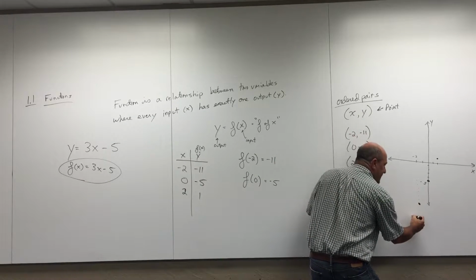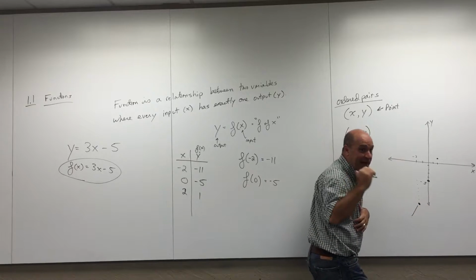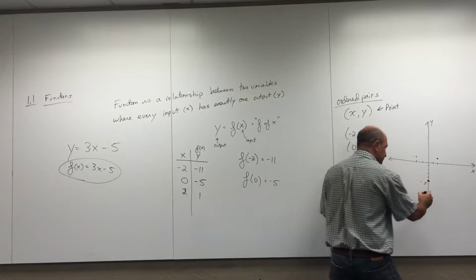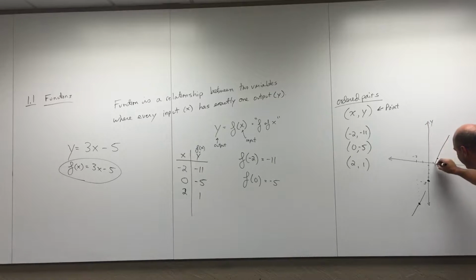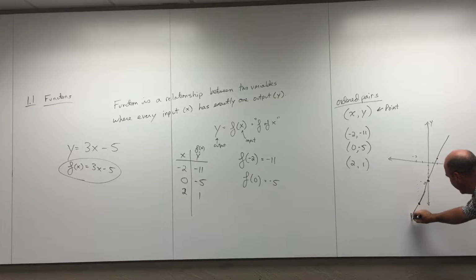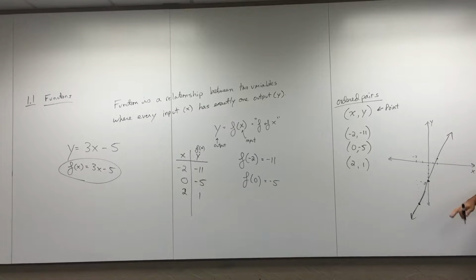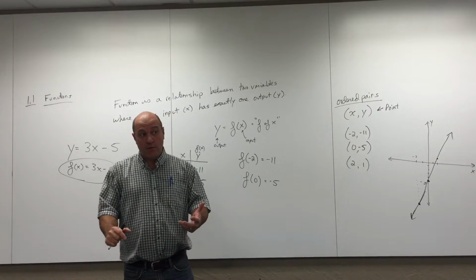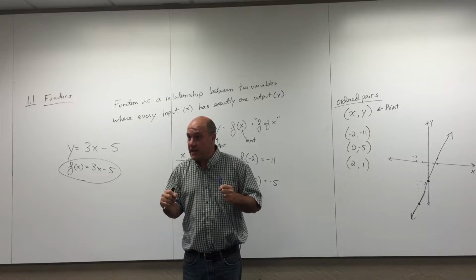Anyway, I've got a nice picture. Like I already told you a little while back, this is a line. If you connect these dots, there's no curving going on here. It's supposed to be a line, a nice straight line. And it has a slope, and it has a y-intercept, and those are important ideas for lines.